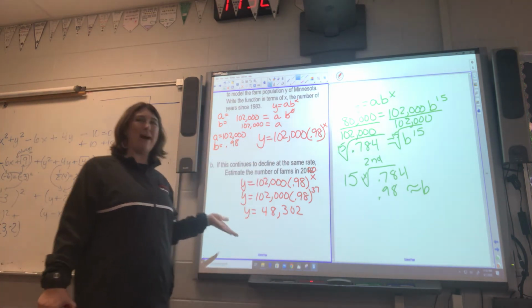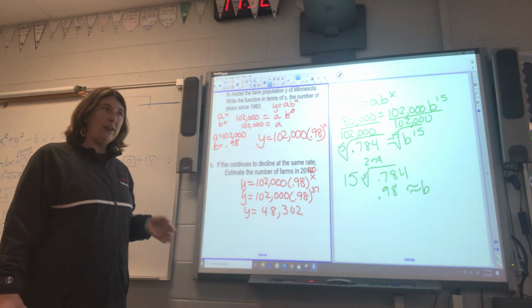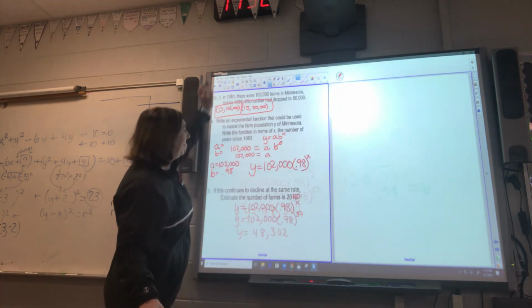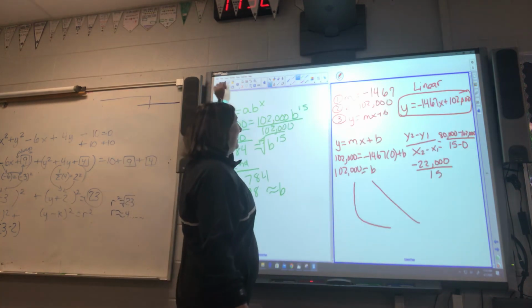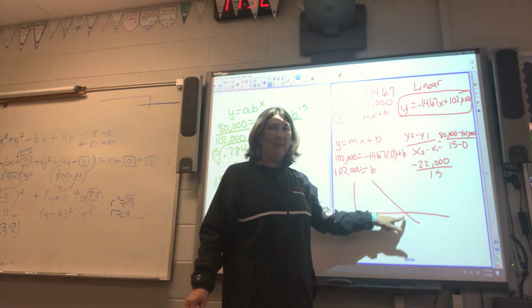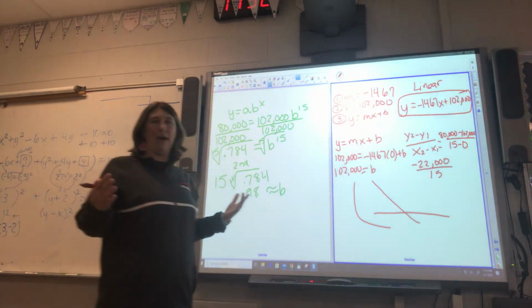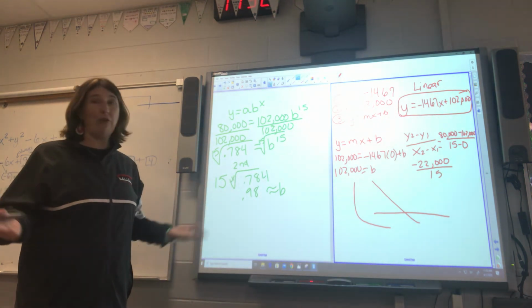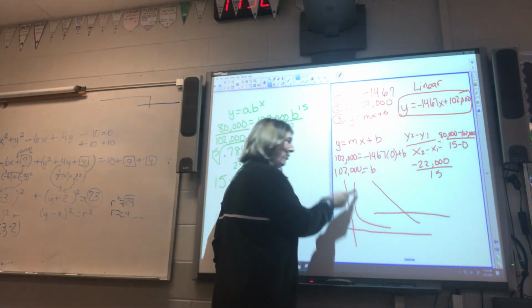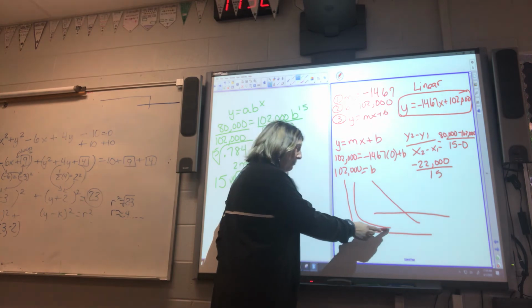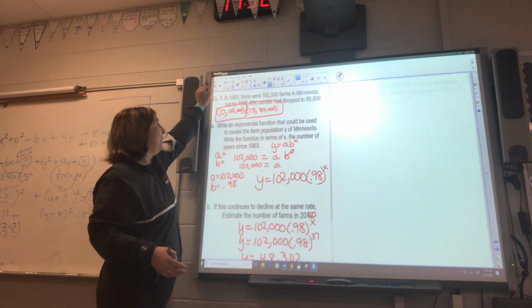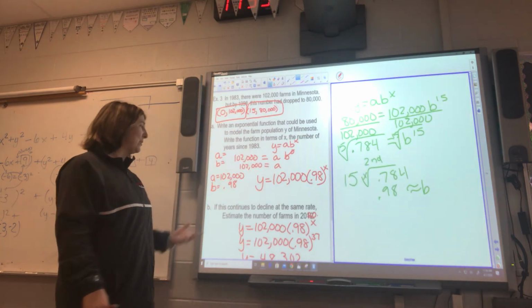But here's the thing about exponential decay. If it was linear, what eventually happens in a linear is that it's eventually going to equal 0. I don't know, unless there's an apocalypse that happens, that there's ever going to be no farms in Minnesota. But in an exponential, it drops, but it never hits 0. And that's what an exponential function is. That's what we do with exponential functions. And that's what we're looking at.